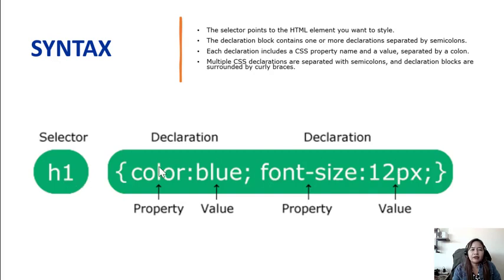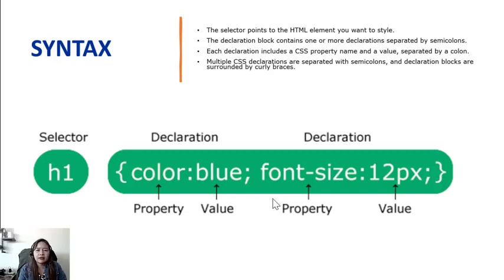Then you have the declaration block. The declaration block is enclosed in curly braces. So you have the open and the closing curly braces, and inside it would be the property and the value. So you have here color, and then the property and the value will be separated by a colon. So you have color, colon, blue. And then you have font size, colon, 12 pixels. So you can have as many properties and values inside your declaration. You just have to separate them with a semicolon.